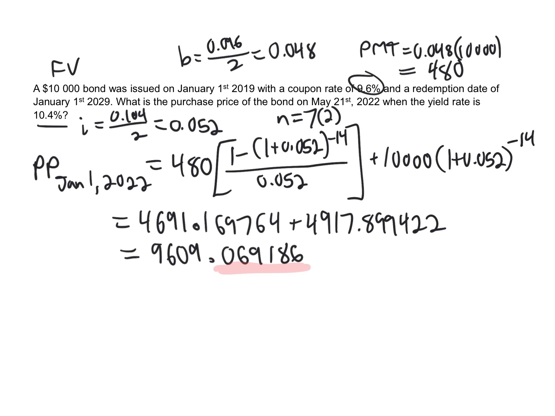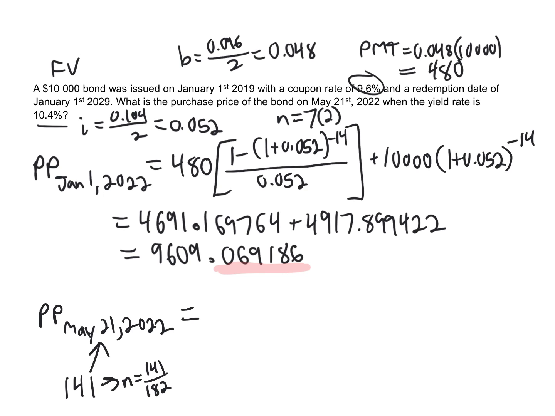So we've got the purchase price on January 1st, but we now need to fast forward to May 21st. So we're looking for the purchase price of May 21st, 2022. Now if you use the table from your textbook for dates, May 21st is the 141st day. So this allows us to get an N of 141 over 182. Because there's 182 days in the first half of the year and 183 days in the second half of the year.